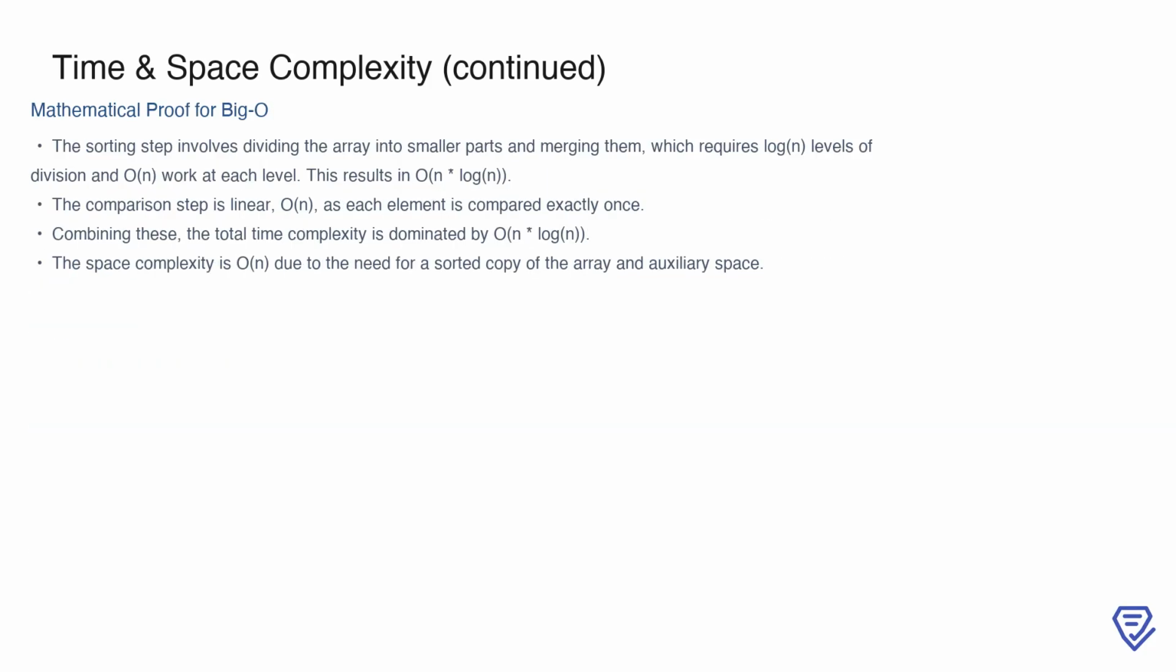To mathematically prove the big O complexity, let's break it down. The sorting step involves dividing the input array into smaller parts and merging them back together.